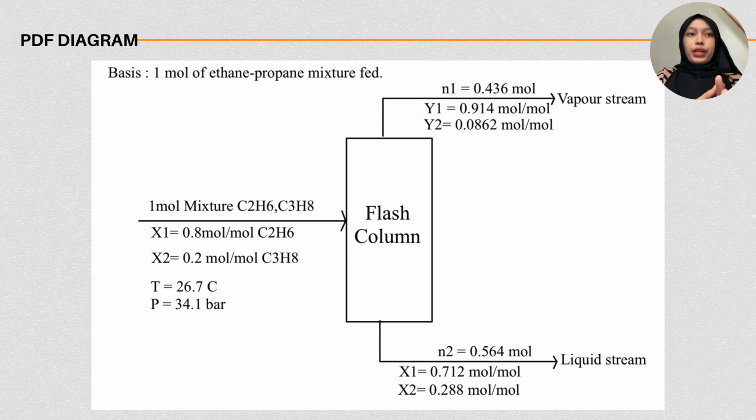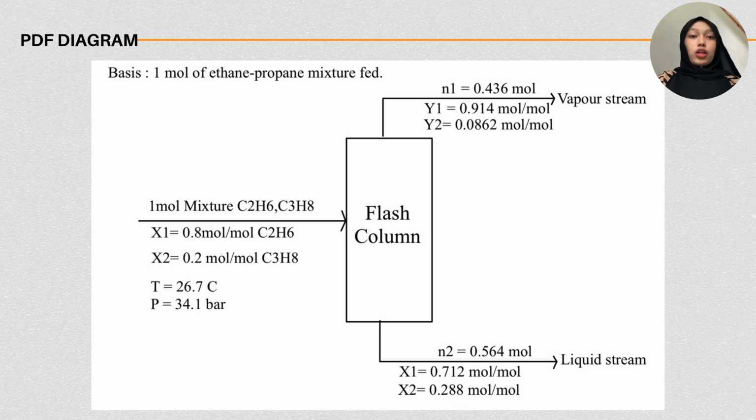So this is the final overall PFD diagram after calculations were done, showing a flash column used to separate a 1 mole mixture of ethane and propane. The feed contains 80% ethane and 20% propane and enters the column at 26.7 Celsius and 34.1 bar. Inside the flash column, the mixture undergoes partial vaporization, resulting in two output streams. The vapor stream is 0.436 mole and is rich in ethane, containing 91.4% ethane and 6.62% propane. The liquid stream is 0.564 mole, containing 71.2% ethane and 28.8% propane.